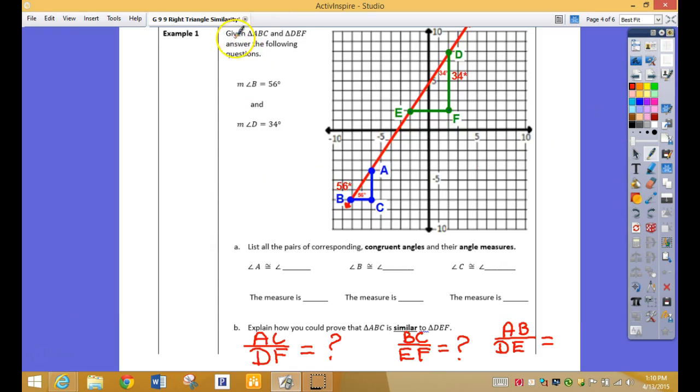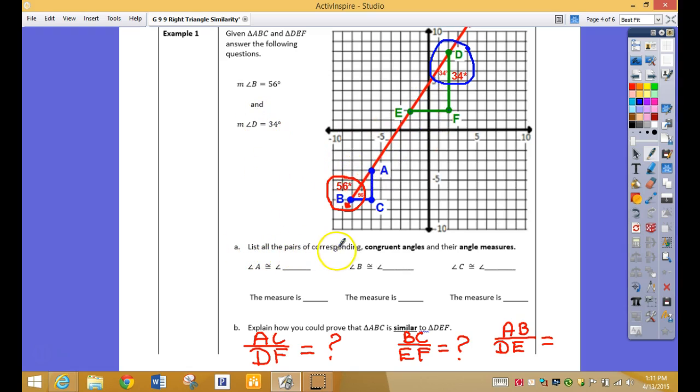Alright, example 1. Up here it tells us, given triangle ABC and triangle DEF, answer the following questions. Measure of angle B equals 56 degrees. So if you look down here, measure of angle B is 56 degrees. Measure of angle D is 34 degrees up here. So by looking at the degrees, we know that these two angles are not what? Congruent.